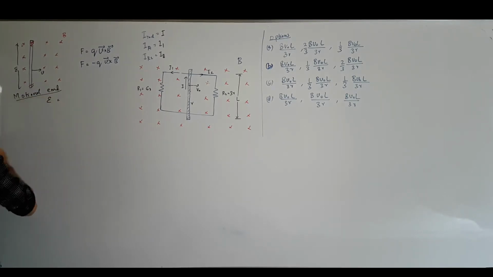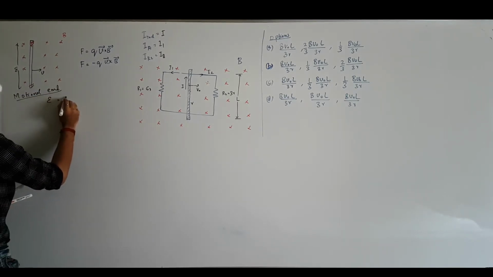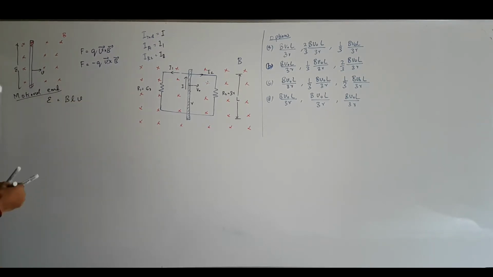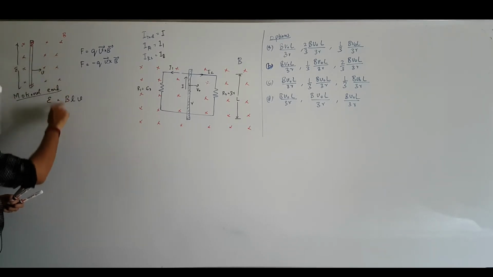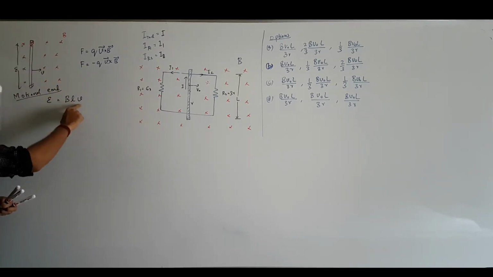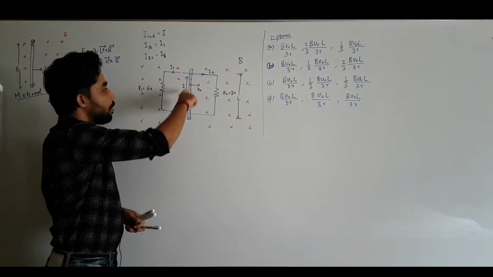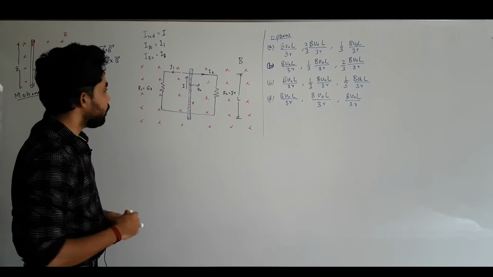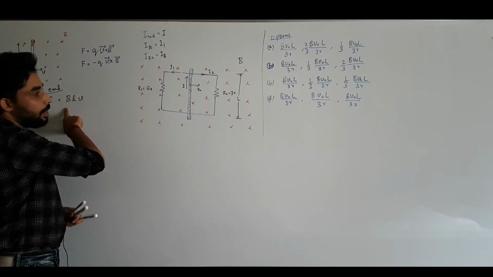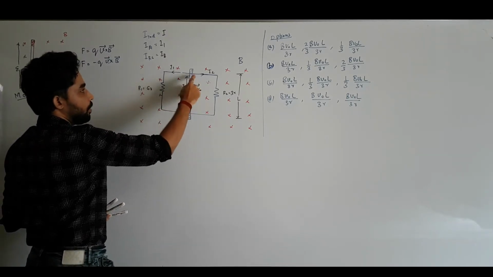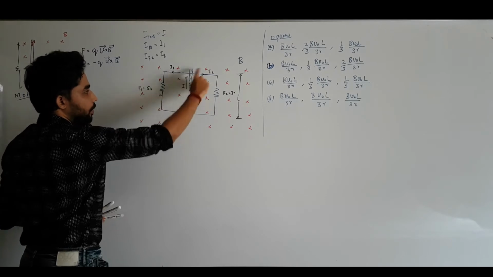E is equal to BLV. That is, the EMF induced in this rod depends on the magnetic field, the length of the conductor and the velocity with which it is moving. Now that we know why there is a current flowing, it is because of this induced EMF. There will be a current flow since this rod is connected to this circuit.